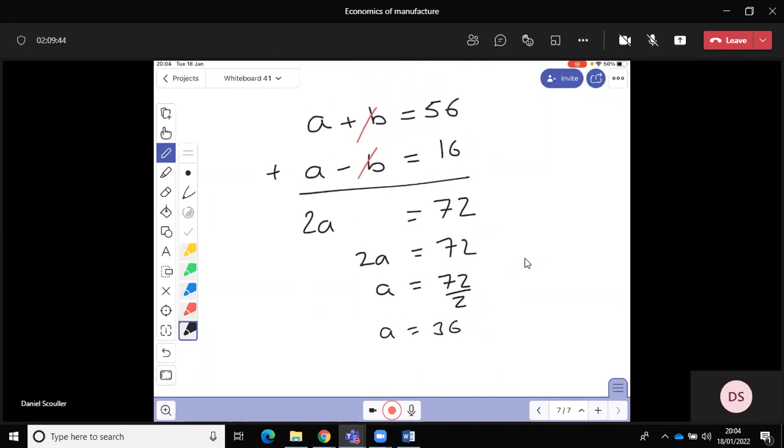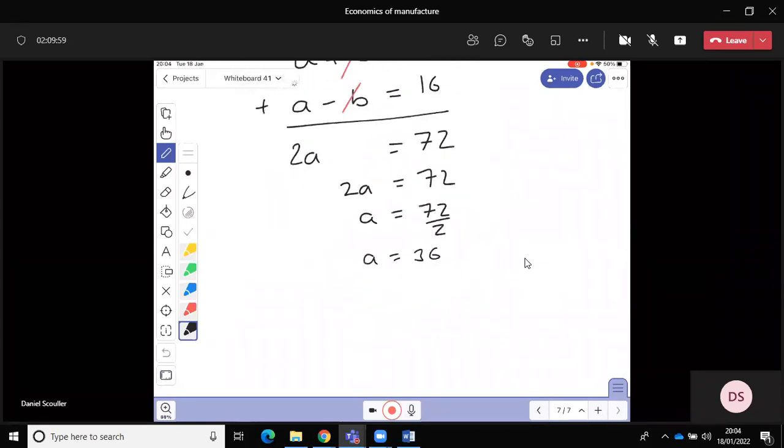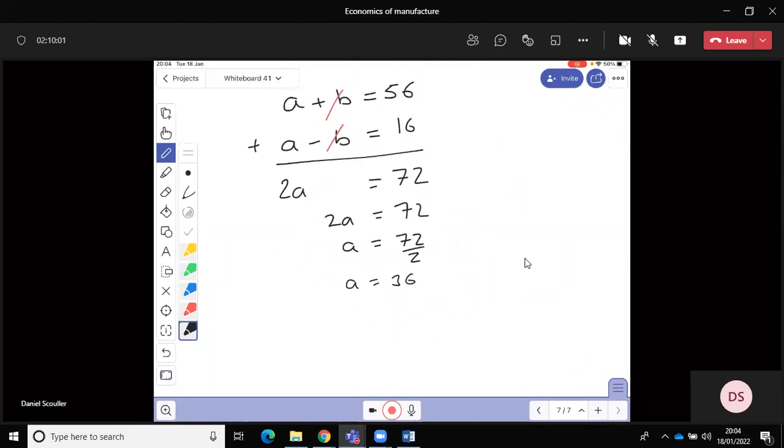Did everyone see, from that one line of information, where I got those two equations from? Perfect. So we're getting an unknown: A is 36.